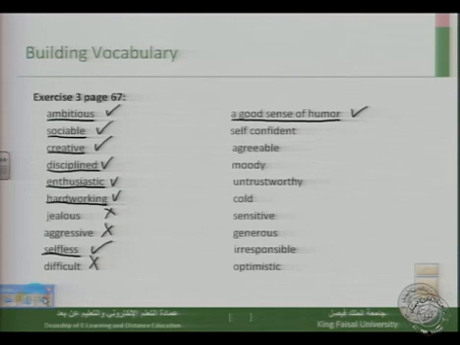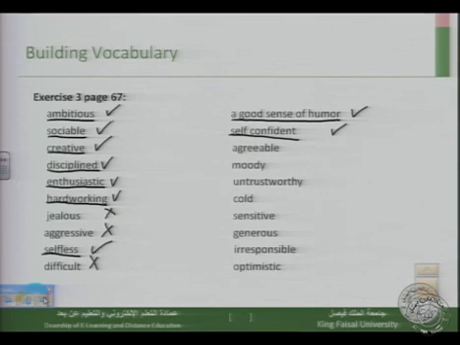The next adjective is self-confident. A self-confident person is a person who is sure about what he does, and he likes his abilities. He has confidence in his abilities. He is never nervous when he does something, okay? So self-confident is also a positive adjective.